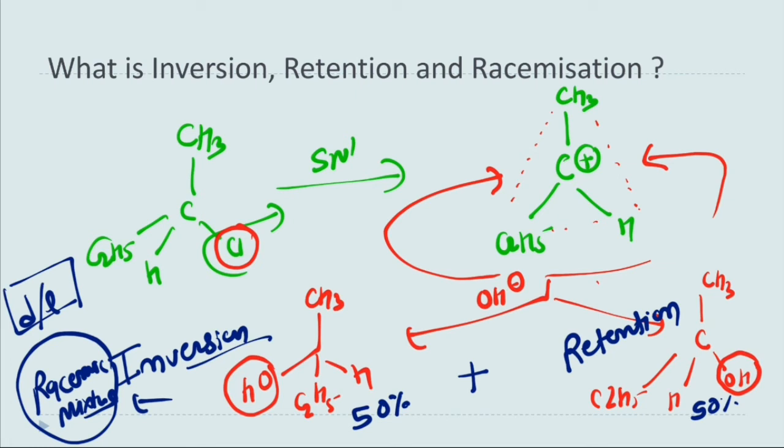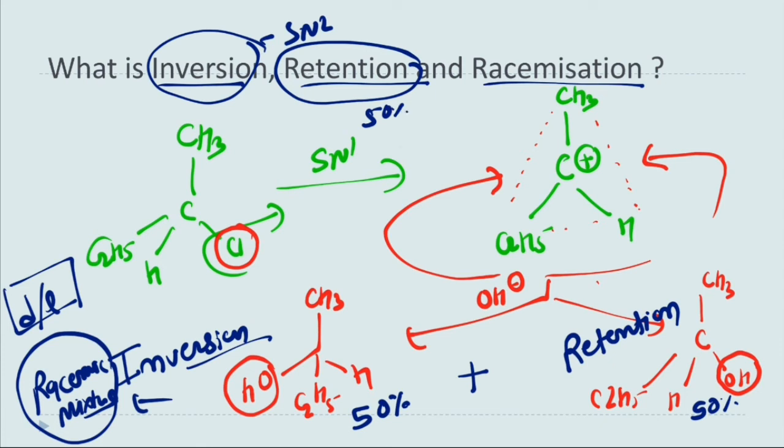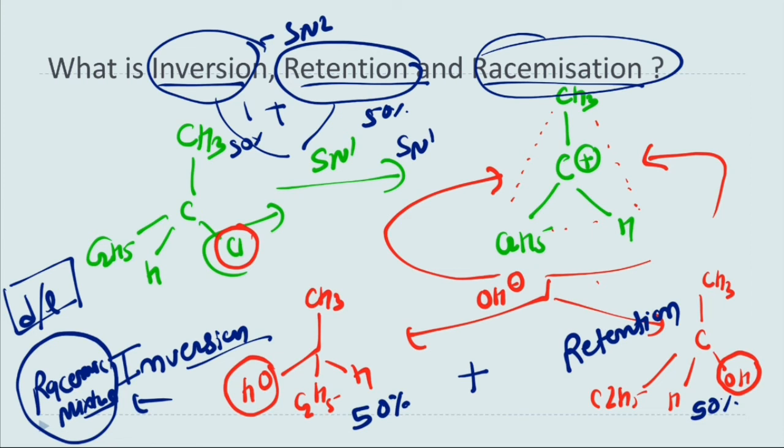So in SN1, 50% inverted product and 50% retention product is forming, so their mixture is overall optically inactive or racemic. I think you are clear about inversion, retention and racemization. Inversion takes place in SN2, retention 50% and inversion 50% takes place in SN1, and the mixture of inverted and retention product is called racemic mixture, or this process is called racemization. Is it clear to all of you? Okay.